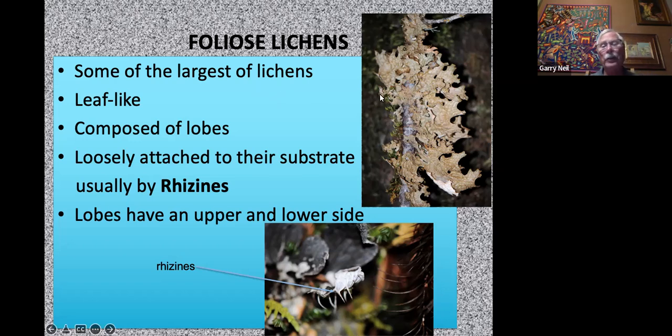Anyway, in this case, you see these projections coming out. These are called lobes. And usually on the bottom of the lobes, you'll see these little root-like structures that I mentioned earlier. And these are called, again, rhizines. The foliose lichens have an upper cortex and a lower cortex, has an algal layer, has a medulla, it has all of the pieces that I've mentioned before. They're the largest of the lichens, and they're less prevalent here in Arizona than in other areas, only because of the dryness in the habitat, et cetera.